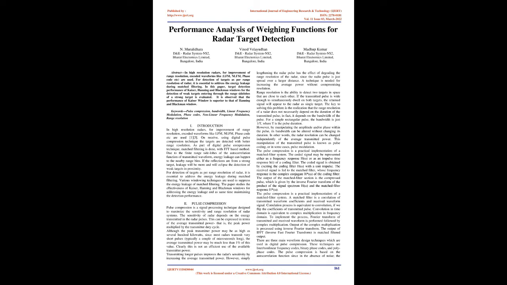Due to the finite range side lobes of the autocorrelation function of the transmitted waveform, energy leakage can happen to the nearby range bins. If the reflections are from a strong target, leakage will be more and will eclipse the detection of weak targets in proximity.